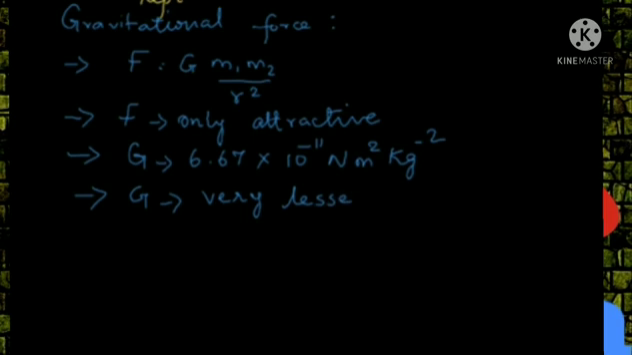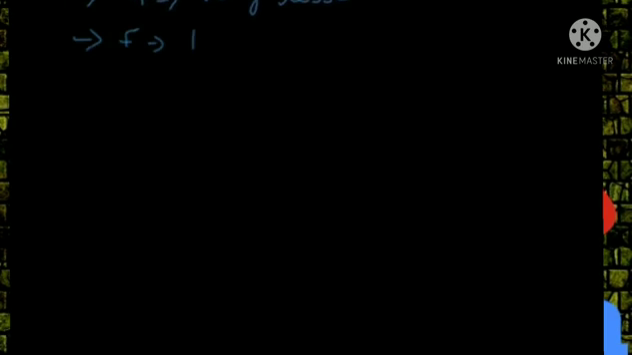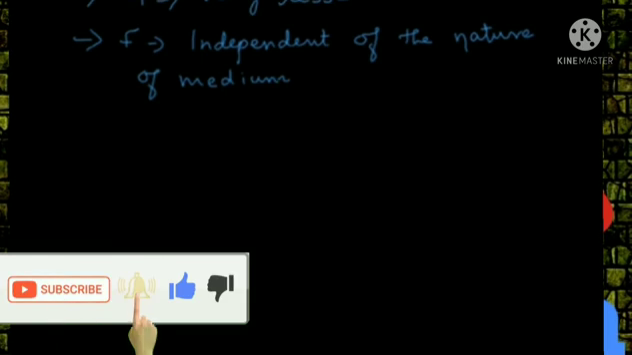So as I said, when I compare it with K, G is found to be very, very much lesser. And last point, this gravitational force is independent of the nature of the medium. It does not depend on the nature of the medium where the objects are placed. So these are all the differences between Coulomb's force and gravitational force.